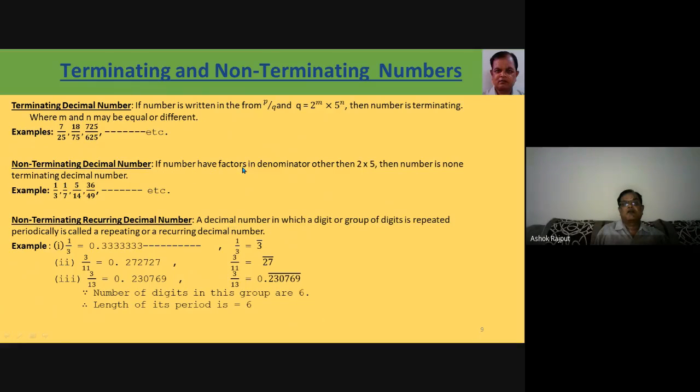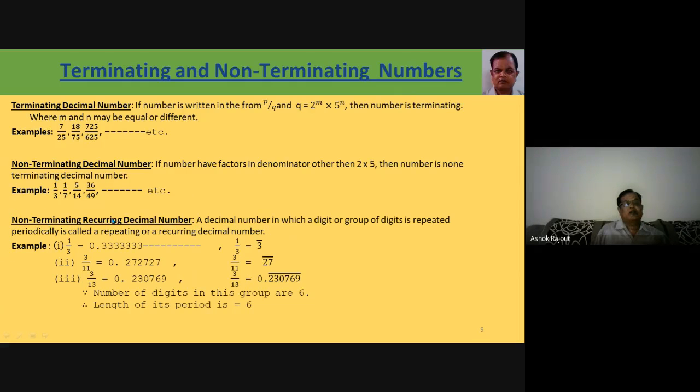Next, non-terminating numbers. If numbers have factors in the denominator other than 2 and 5, then the number is a non-terminating decimal number. Examples: 1 by 3, 1 by 7, 5 by 14, 36 by 49. Such numbers we can write up to infinity also because they are unlimited.